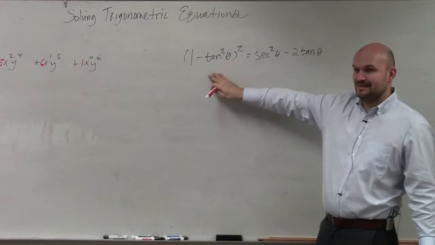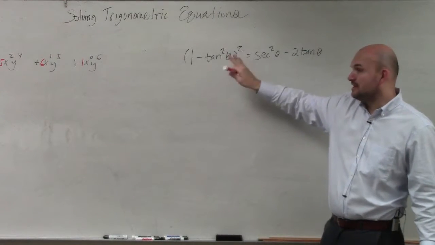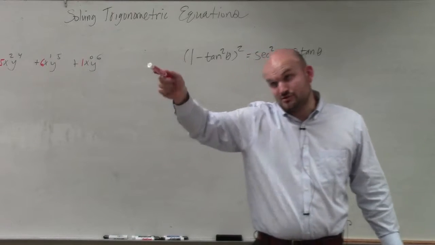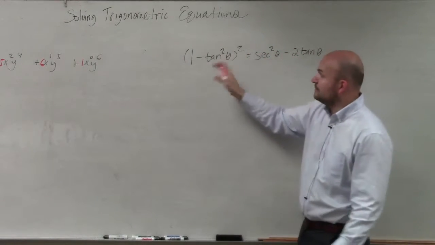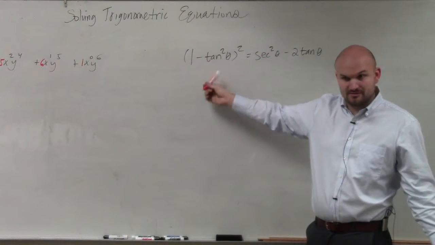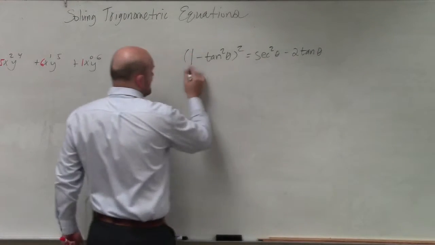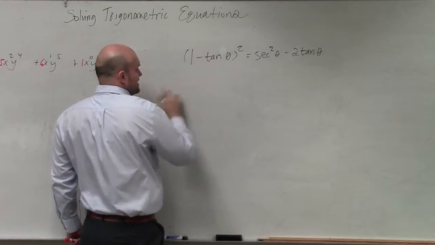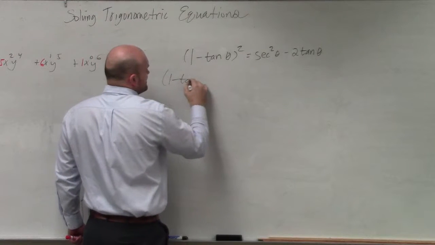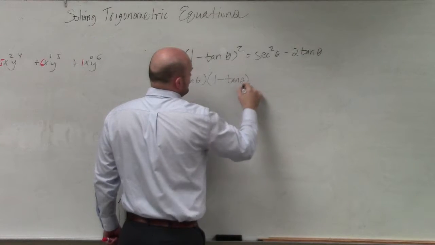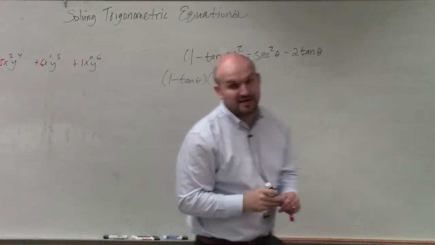So I think this would be probably easiest because here, by applying my operation, if you remember in your notes, and if you didn't take those notes, you want to make sure you get those down, I can multiply this out. So I'm going to take the left side. And remember, that's 1 minus tangent of theta times 1 minus tangent of theta.